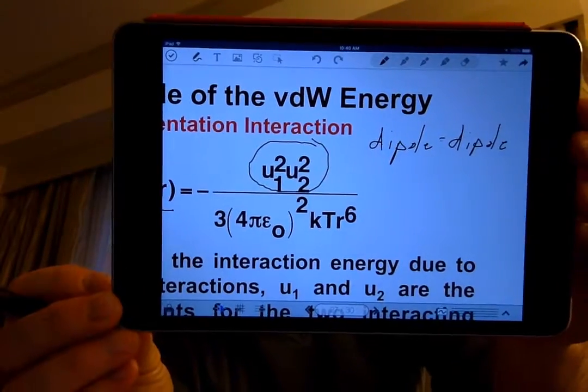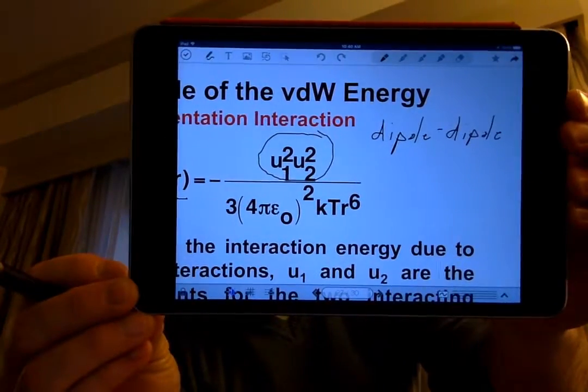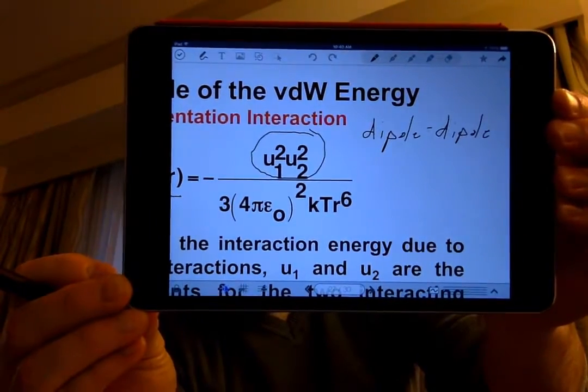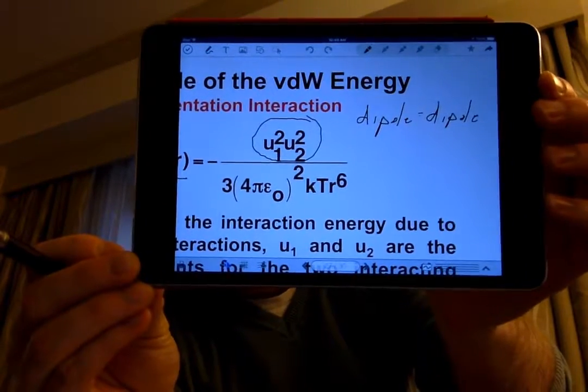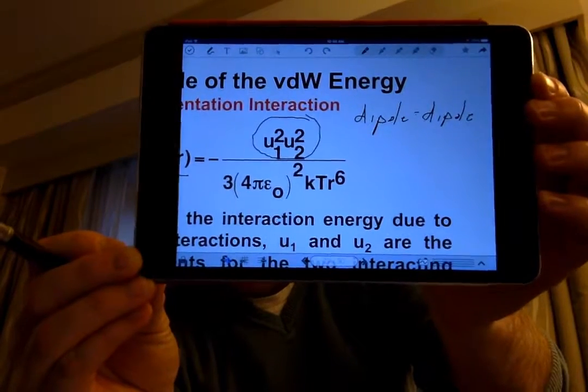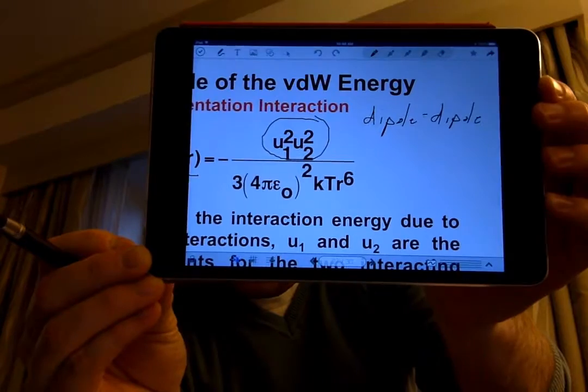We have to calculate the dipole moment of 1 squared times the dipole moment of 2 squared, and I'll tell you how to calculate dipole moments in a second. These other terms in the denominator are well defined. We have the permittivity of vacuum, Boltzmann's constant, temperature, and you see this 1 over r to the 6th again. So we know that r to the 6th in the denominator gives us this 1 over r to the 6th relationship.